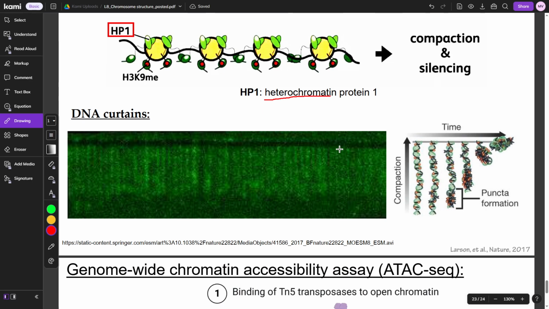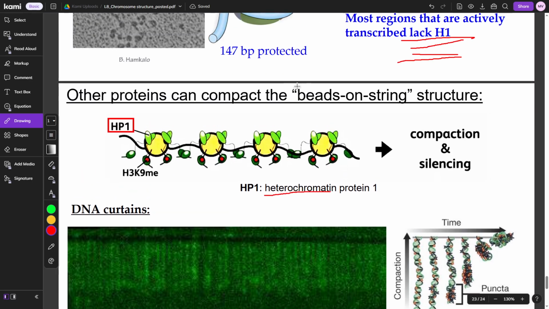I don't think it's that important to know for this class, but this beads on a string structure is just a very fancy way of saying nucleosome, section of DNA, nucleosome, more section of DNA. So we've got section of DNA, nucleosome, section of DNA, nucleosome, and it just keeps going, right?